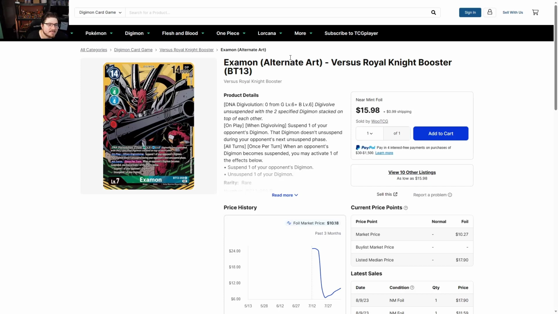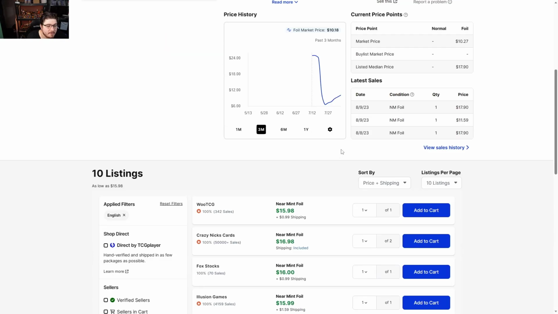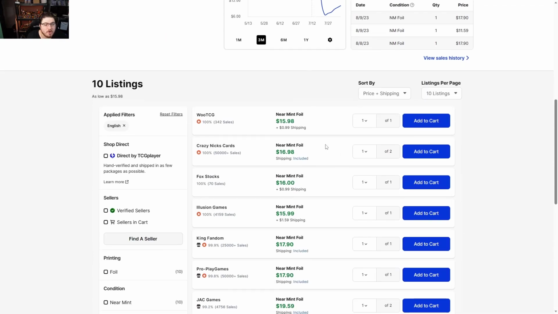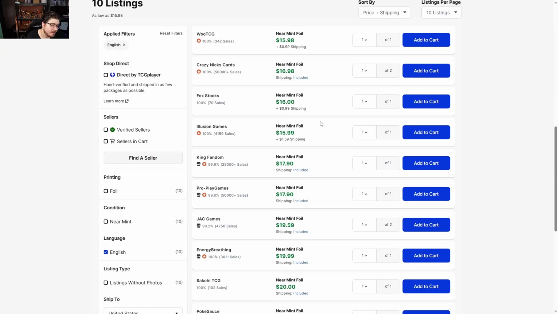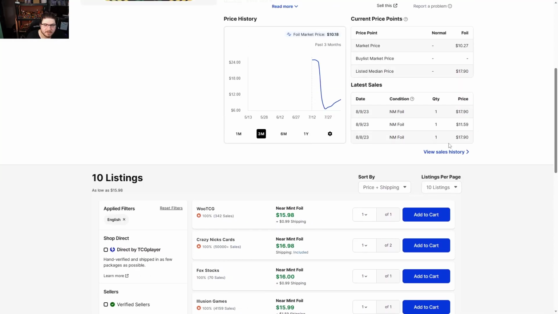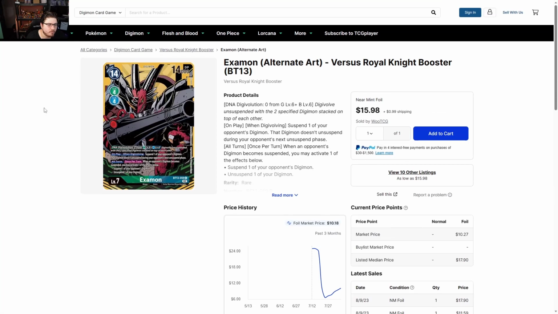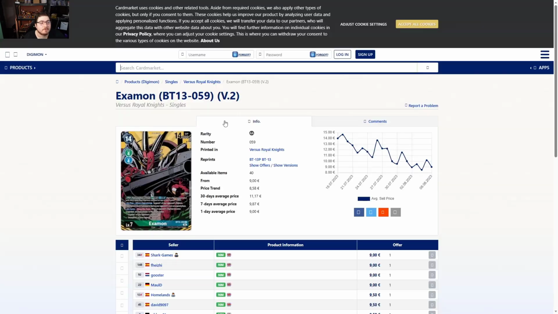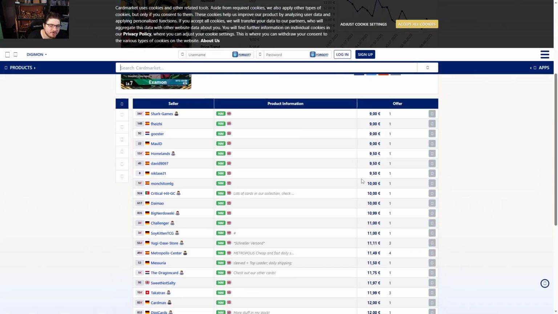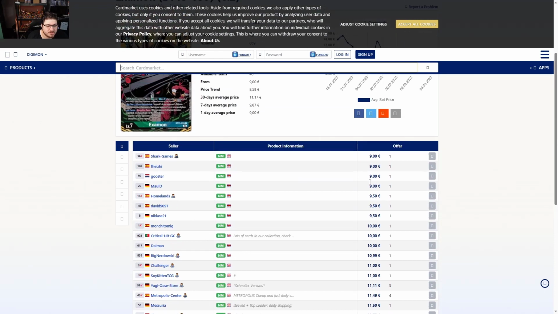Yeah. Eximon Altered Art versus Royal Knights. Climbing up, boys and girls. Even though it's a one of, it's not even played in the Eximon deck, it's looking like it's still being bought. People want a max rarity Royal Knights, and I don't blame them. That gold border and everything like that is just really nice and clean, and it would make a nice wall art. Europe side, €9, €10. Just needing one, you're decently valued there.